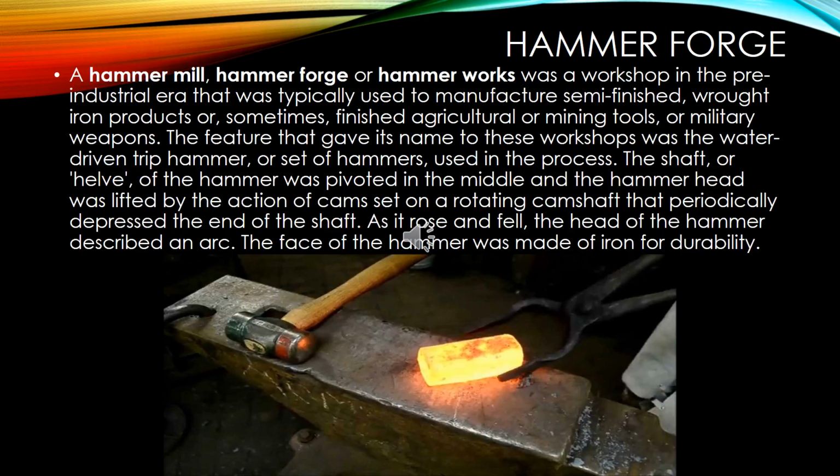A hammer forge was a workshop in the pre-industrial era that was typically used to manufacture semi-finished wrought iron products, or sometimes finished agricultural or mining tools or military weapons. The feature that gave its name to this workshop was the water-driven trip hammer, or set of hammers, used in the process. The shaft, or helve, of the hammer was pivoted in the middle, and the hammer head was lifted by the action of cams set on a rotating camshaft that periodically depressed the end of the shaft.